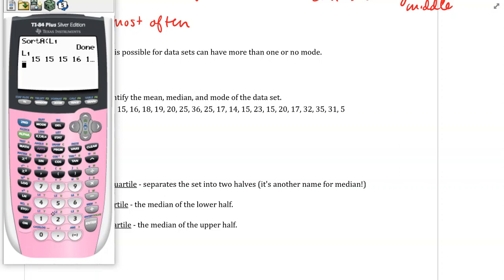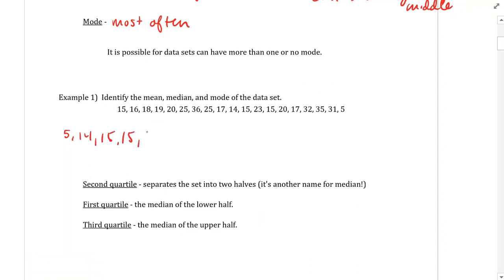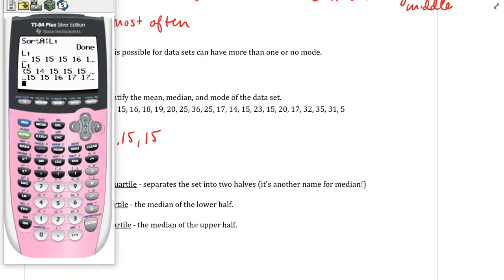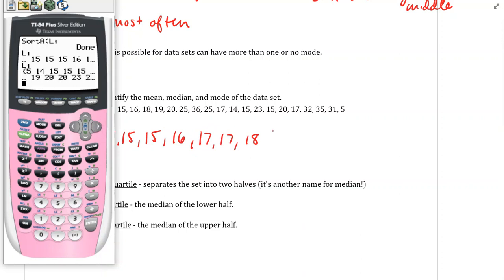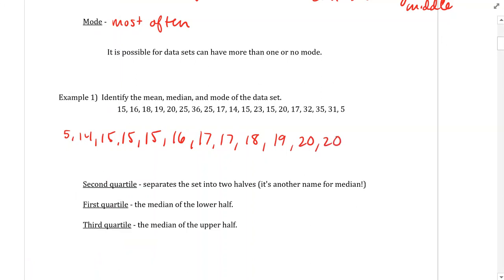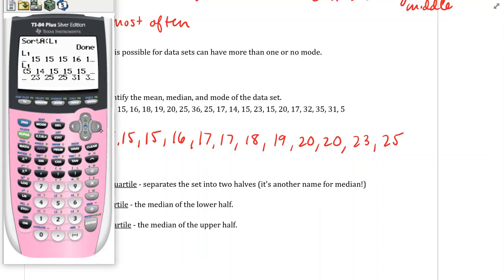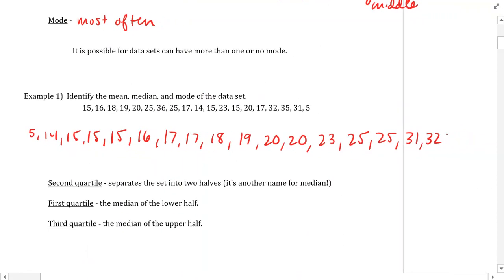Okay. So L1 looks like 5, 14, 15, 15, 16, 17, 18, 19, 20, 20, 23, 25, 2 25s, 31, 32, 35, 36. Awesome. So we want to know the mean.